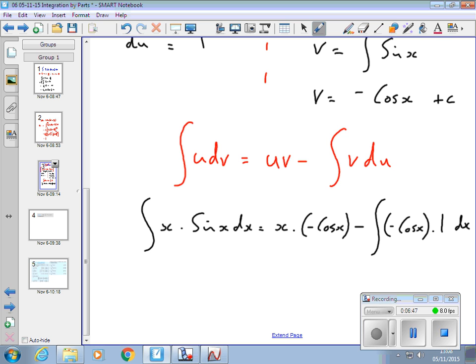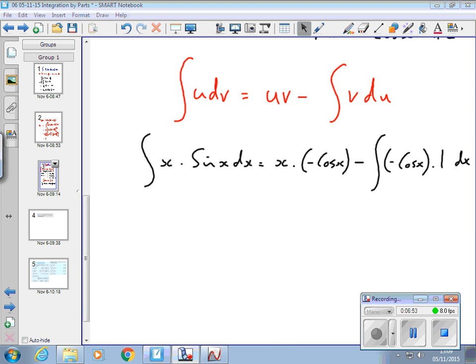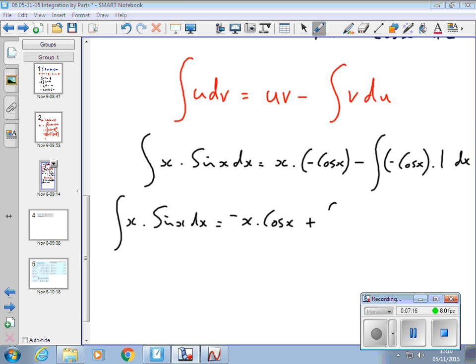Notice how I've used brackets because of all these minus signs. You've got to be very careful with the negatives. Right, so now I'm going to try and tidy up and worry about these signs a bit. So what does my original integral look like now? There's my original integral. It's going to equal minus x cos x. That's that first bit. But now if we look at this integral, it's minus outside the integral and minus inside. So it becomes plus the integral of cos x. We don't need the 1 dx.